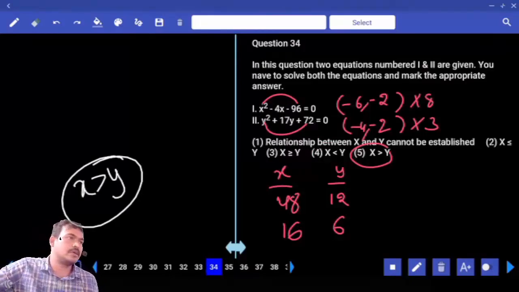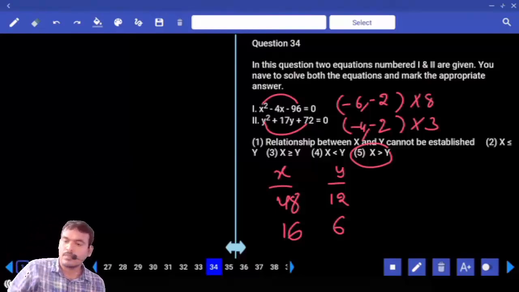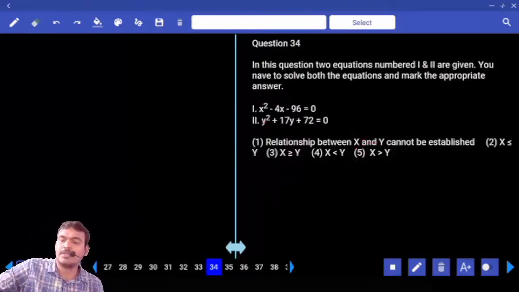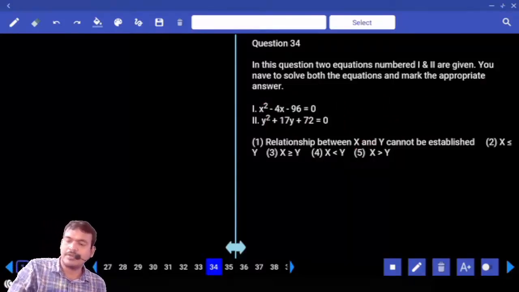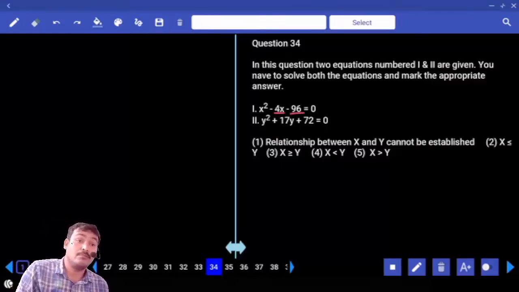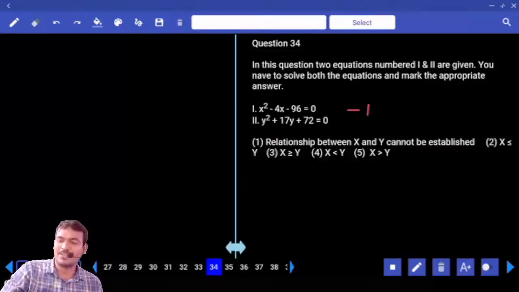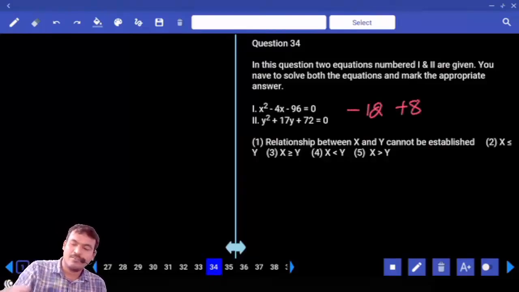Next question number 34. X square minus 4x minus 96 equal to 0. Second one, y square plus 17y plus 72 equal to 0. In the first equation, what is the product value? 96. But the sum value, minus 4 or plus 4? Minus 4 means minus 12 plus 8. Minus 4. One will be minus 12, another one is plus 8.